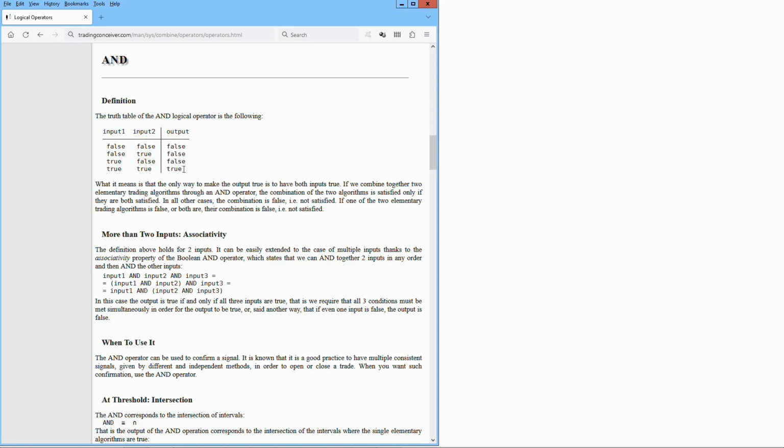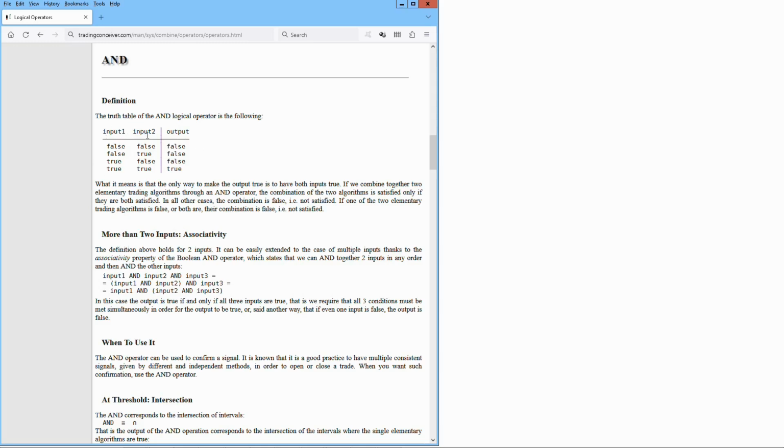If we combine together two elementary trading algorithms through an AND operator, the combination of the two algorithms is satisfied only if they are both satisfied. In all other cases, the combination is false, that is, not satisfied. If one of the two elementary trading algorithms is false, or both are, their combination is false, that is, not satisfied. The definition above holds for two inputs.